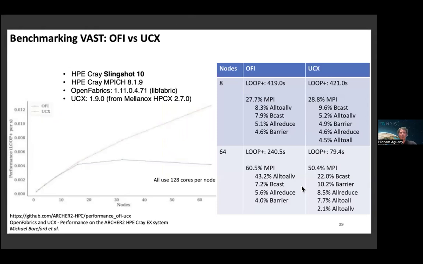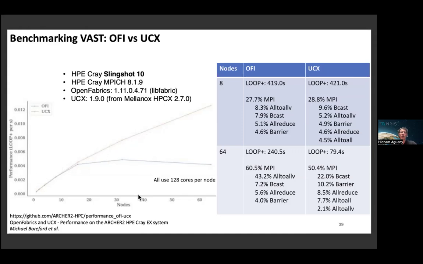One important message to take here is that when you have a system that supports both libfabric and UCX, it is very important to benchmark an application on both protocols. This is an example of benchmarking libfabric versus UCX. What I have noticed in this comparison is that the performance with UCX is almost 3 times the performance of libfabric.